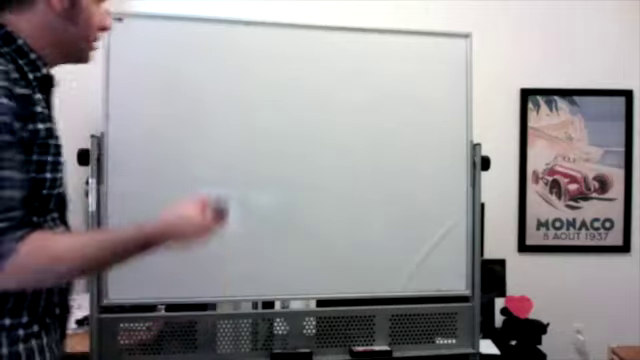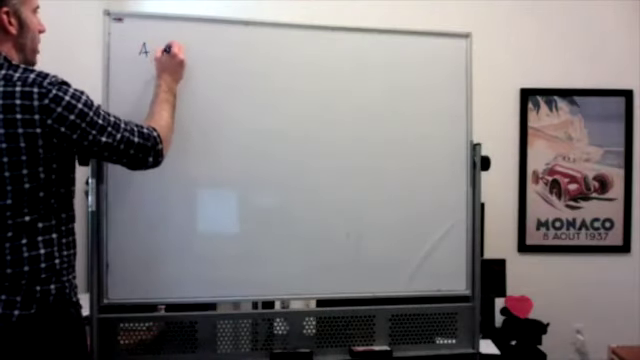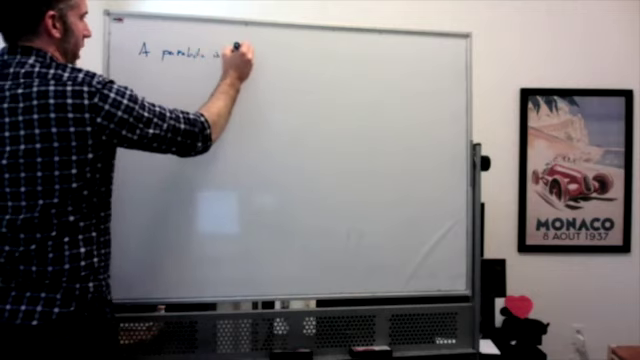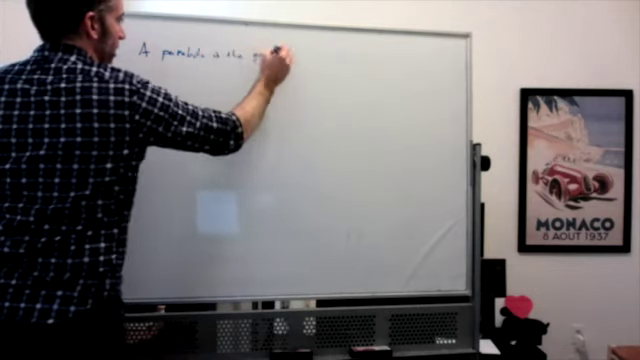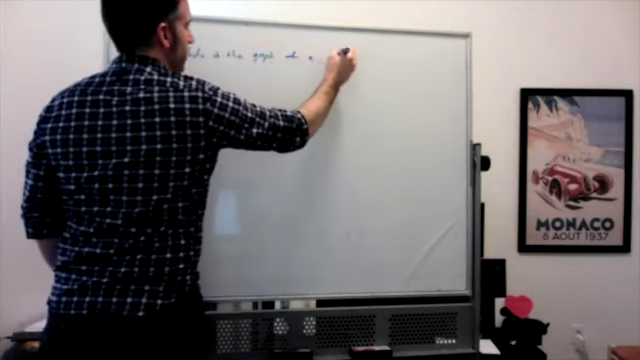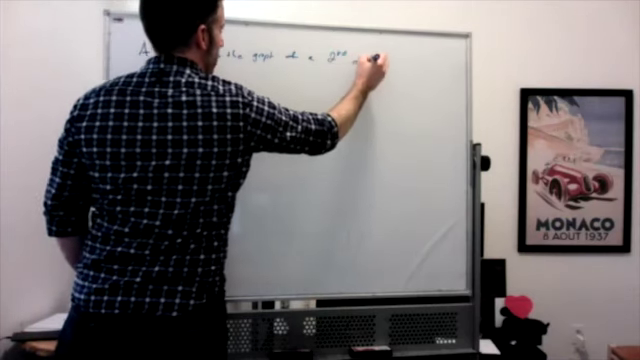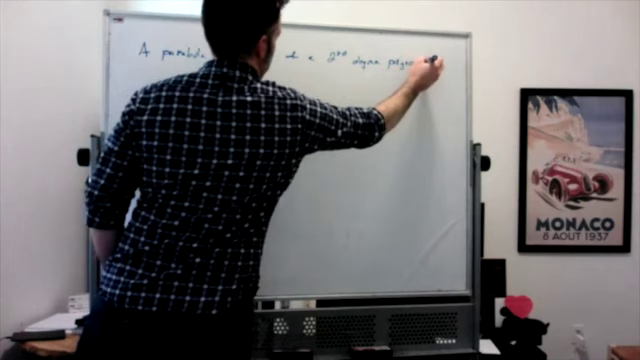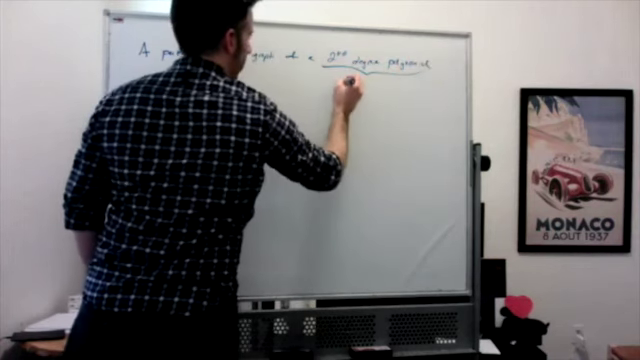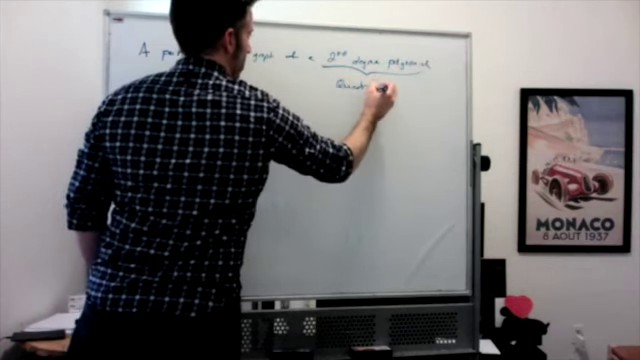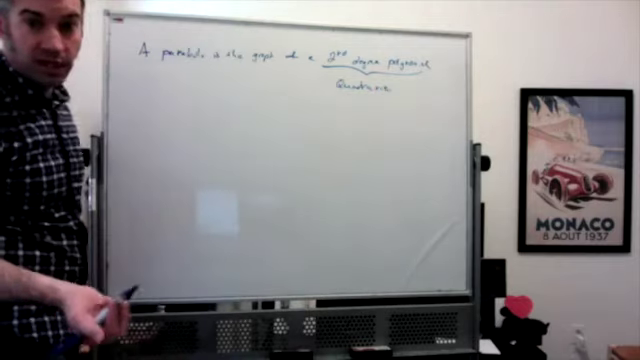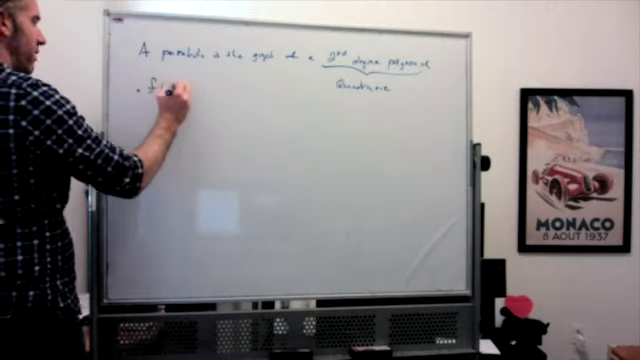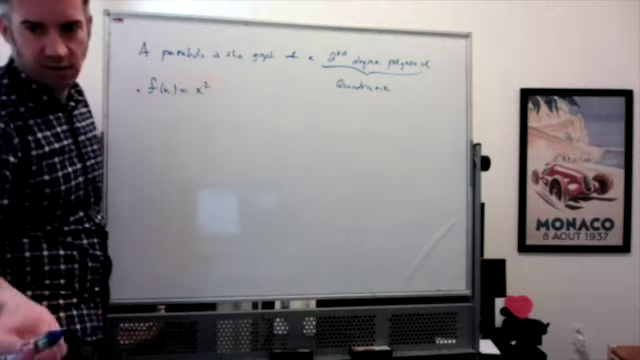Quadratics, or parabolas, degree 2. So a parabola is the graph of a second degree polynomial, also known as a quadratic. We've seen plenty of examples of this. Our favorite example, f of x equal to x squared, but there's lots of examples, right?